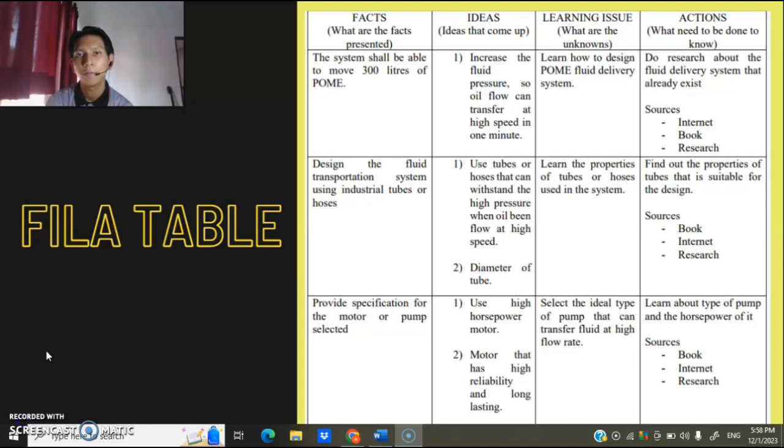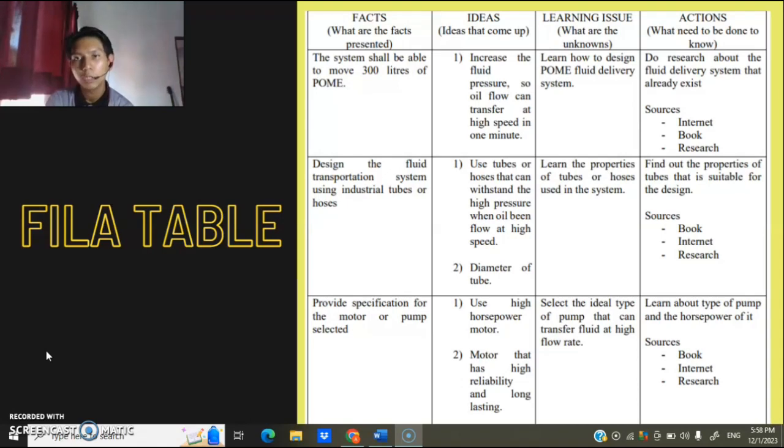The next part is the filler table. For the facts part, it is stated in the problem statement before. And for ideas, the first one is to increase the fluid pressure so the oil can be transferred at high speed in one minute. The second one is to use tubes or hoses that can withstand the high pressure when oil is flowing at high speed. The third one is to use a high horsepower motor, and the last one is a motor that has high reliability and is long lasting.